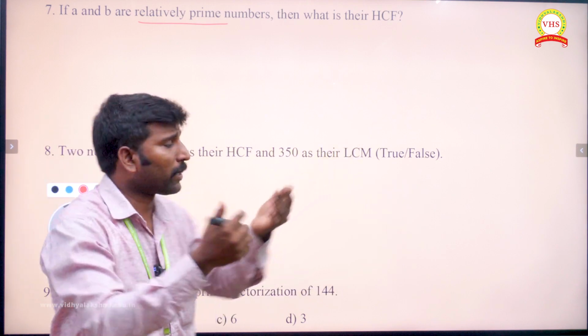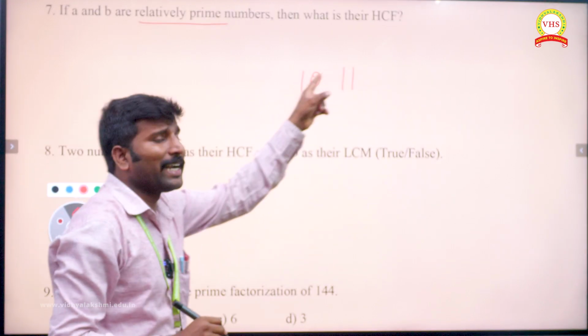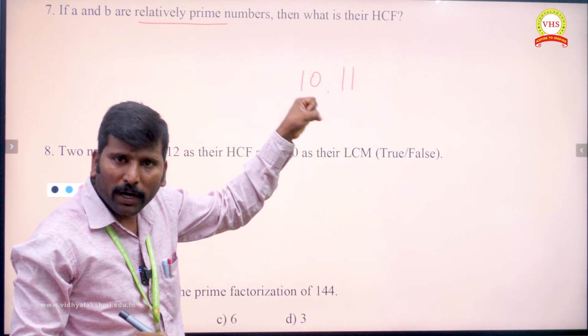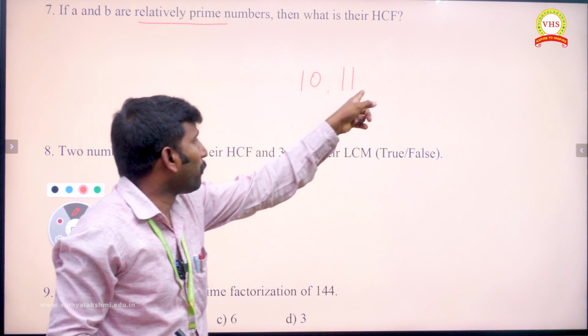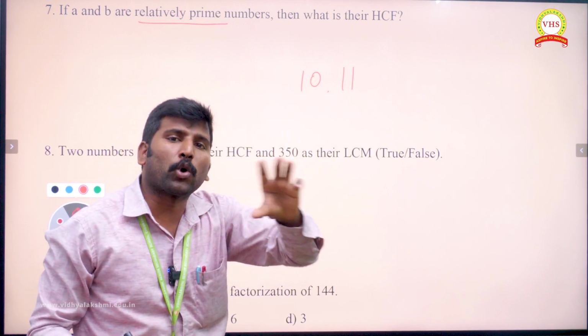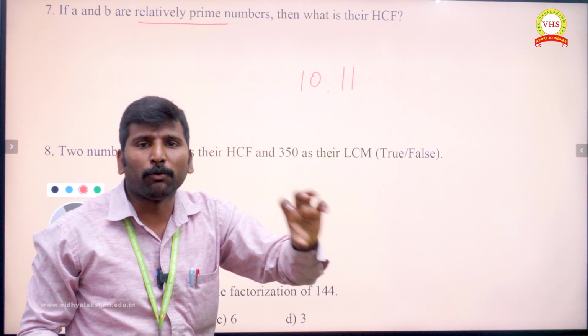When you take 2 numbers, like 10 if I am taking, 11 I am taking. See, 10 and 11. 10 is not a prime, but 11 is a prime. 10 has 1, 2, 5 and 10. These are the factors for 10. But 11 is a prime number. Between these 2 numbers, there is no common factor other than 1. That we can say is relatively prime.